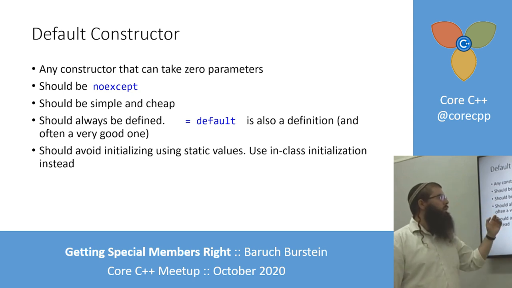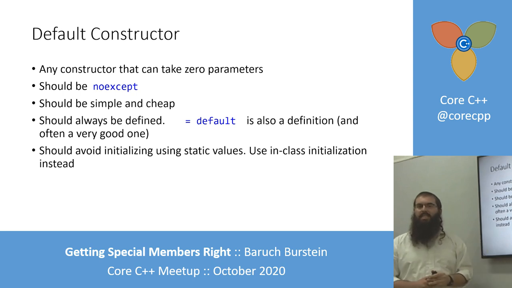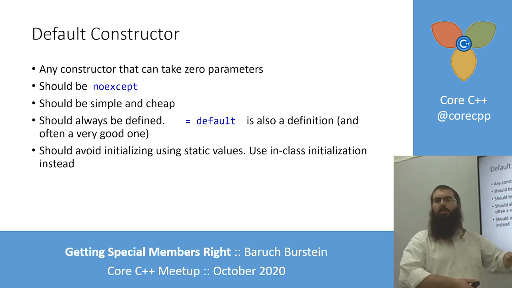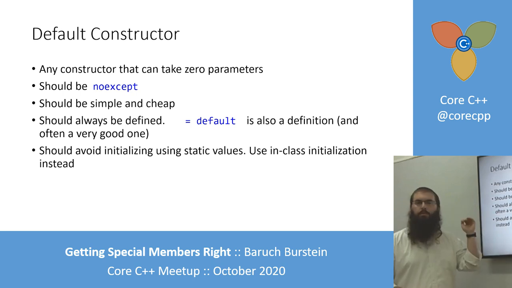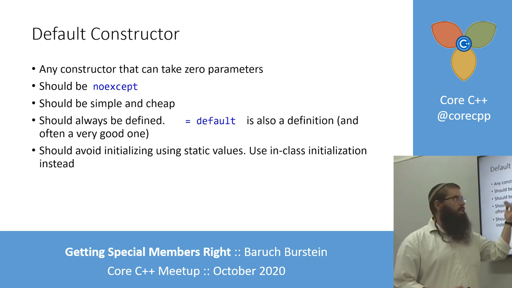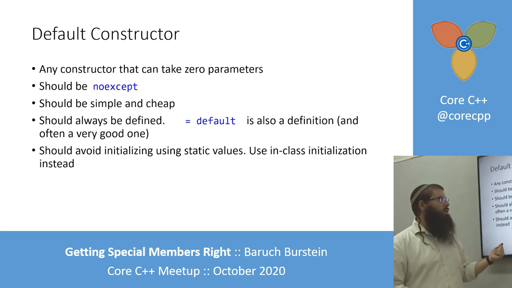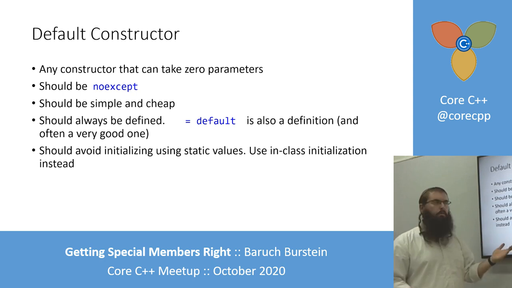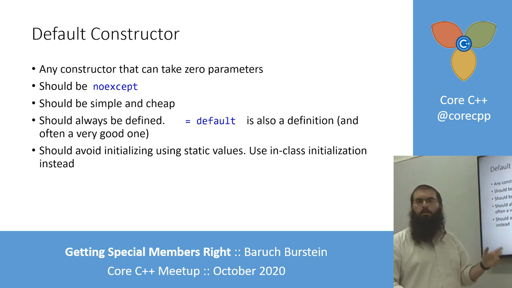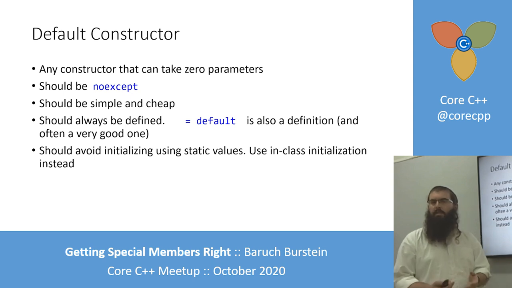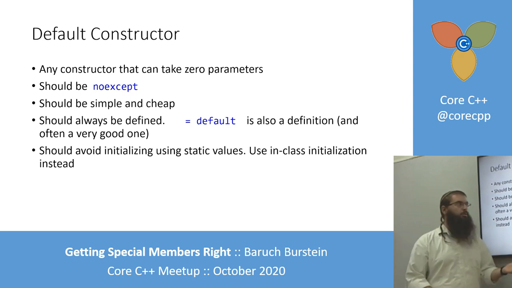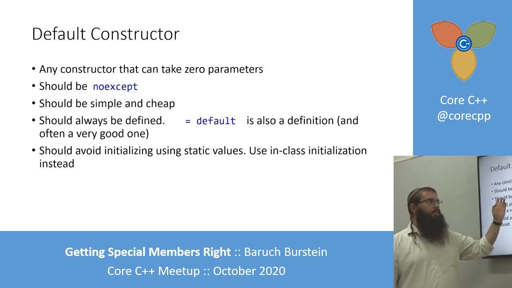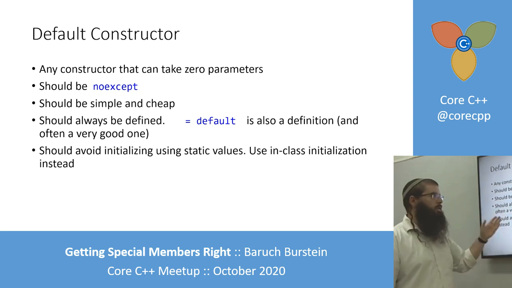And the assumption in a lot of cases is that the default constructor just really does nothing, just puts a bunch of zeros and null pointers or whatever it takes. Simple, cheap, quick. Some of the code we'll see soon relies on this being the case, and therefore calls the default constructor to make an object that we're just going to delete right away afterwards because we're assuming it's cheap. Should always be defined, like we said. Default is also a definition, and it's a very good one usually because it makes it trivial.